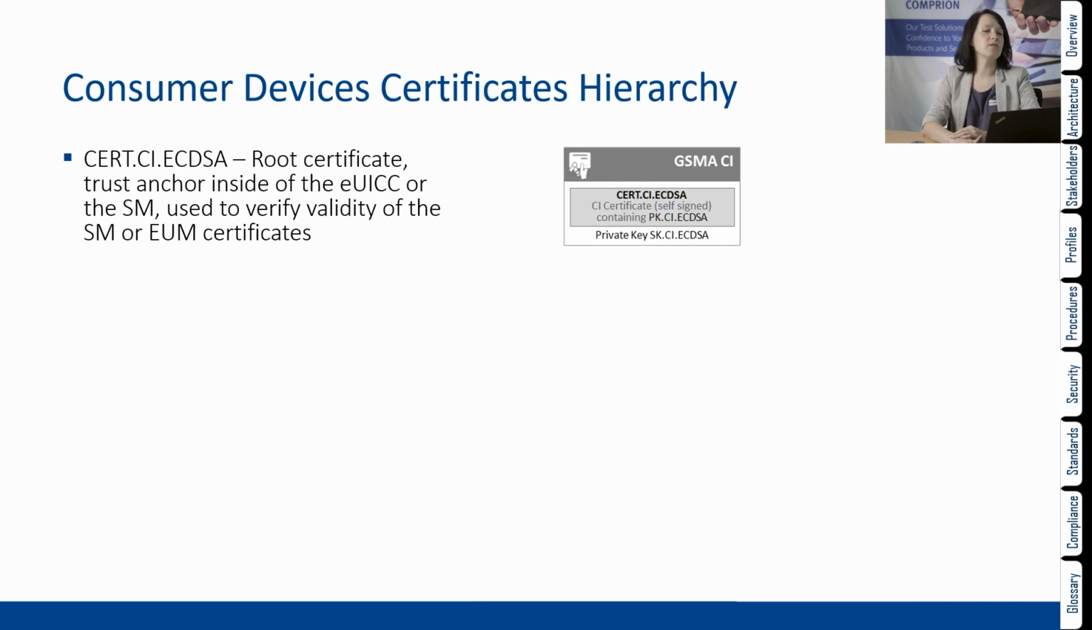Let's go to the certificates. There is a certificate hierarchy used for the consumer devices. It's a different one than for the M2M one. But again, we will have the GSMA root certificate, another one for the consumer than for M2M. This is a trust anchor inside of the EUICC or the subscription manager used to verify the validity of the other subscription manager or the EUICC manufacturer certificate.